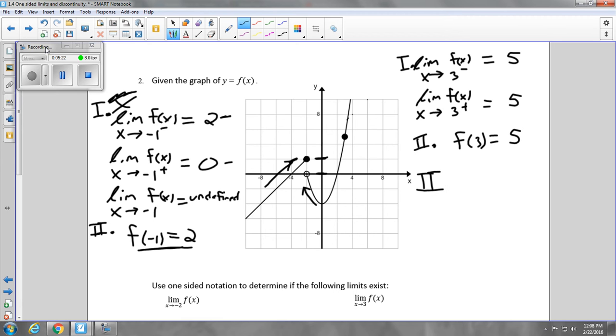And then 3, 5 does equal 5. Part 1 and part 2, they equal each other. The limit is equal to the point. So this thing does exist.